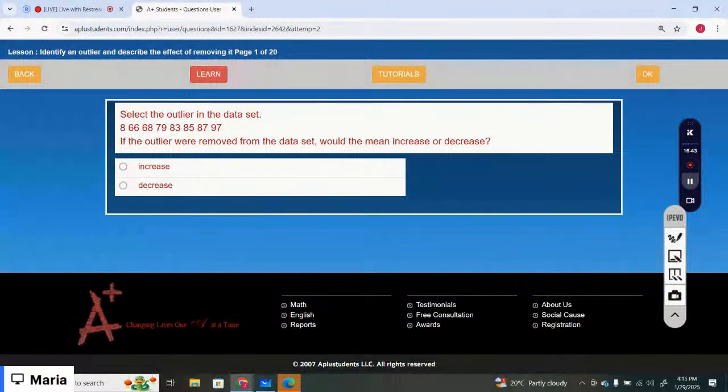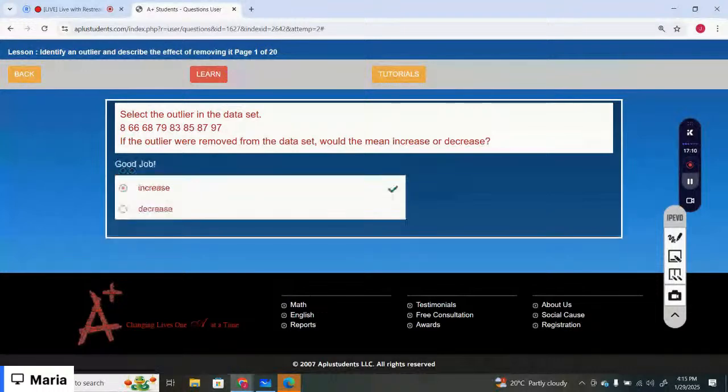So just look at the given data. Here the outlier is 8. The correct option is 8 because 8 is the smallest number. So 8 is the outlier. And if you remove the 8, because 8 is the smallest number, then the mean increases. Very good. Option number 1 is the correct option.